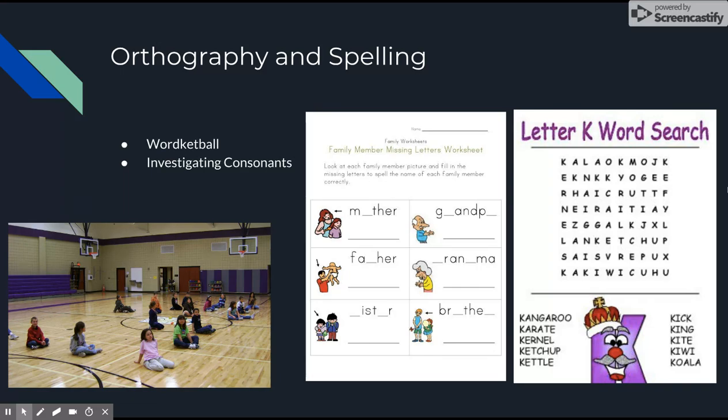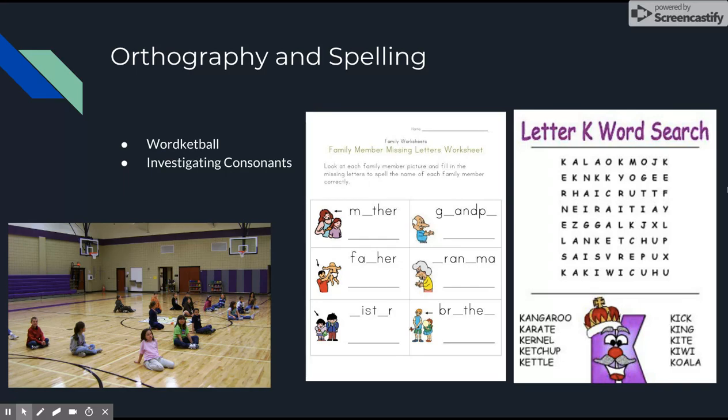You could split your class into 2 teams, and basically what you would do is you would have a list of new words each week, and so throughout the week, the students would be practicing these words, become familiar with these words, and that way by Friday, it will really test their knowledge on these words.